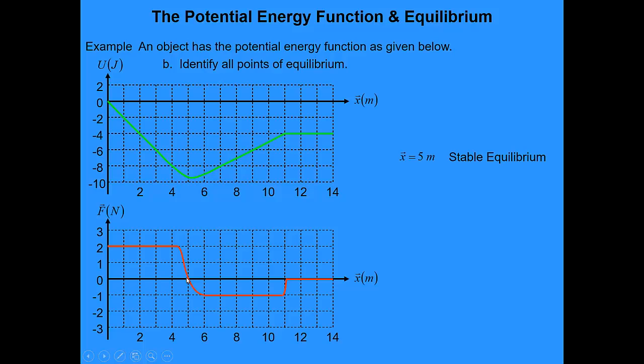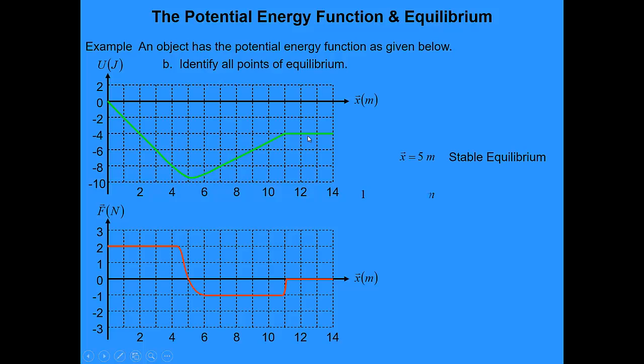Note from our force graph, if we move a little bit to the right, so we're going in the positive direction, we get a negative force, pushes us back. We go a little bit to the left, negative direction, we get a positive force, we're above the position axis, right? And that pushes us back to equilibrium. It's that U shape on the potential energy graph, right?